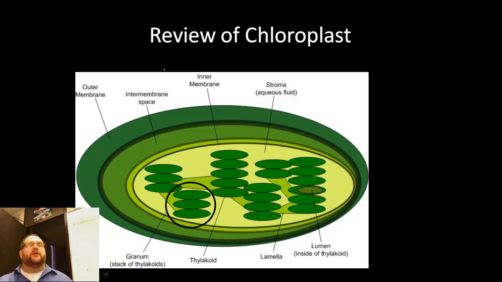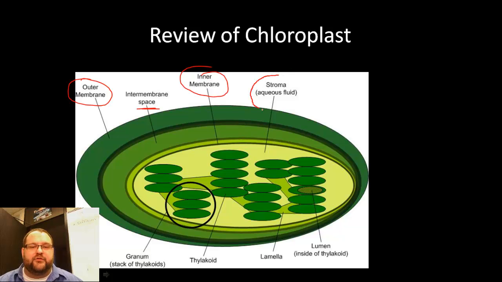Okay, I want to just review a chloroplast real quick with you before moving on here. So the chloroplast has that outer membrane. It has a membrane on the inside, an inner membrane, and then it has a space in between these two membranes. It's got that inner membrane space. And then there's some fluid on the inside of the inner membrane, and this fluid is called stroma.